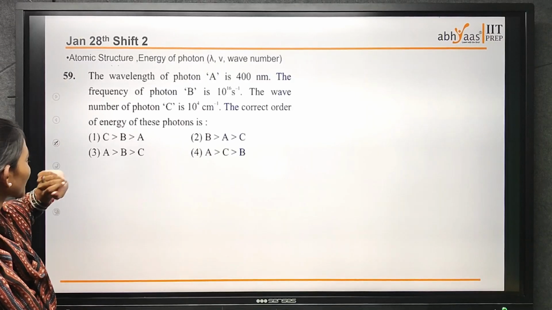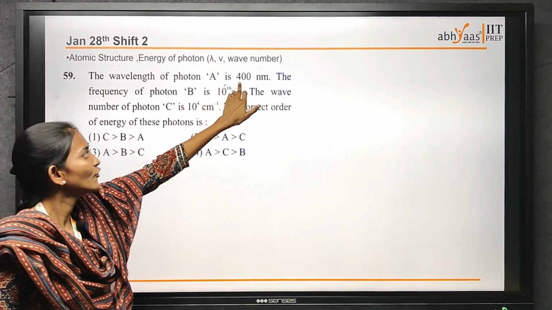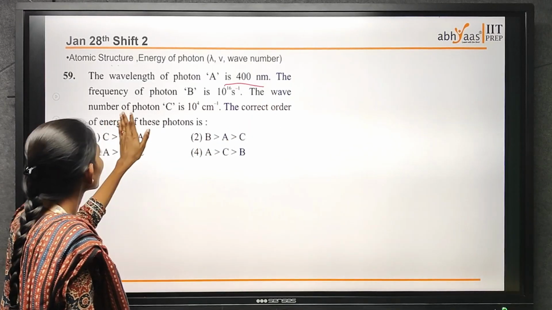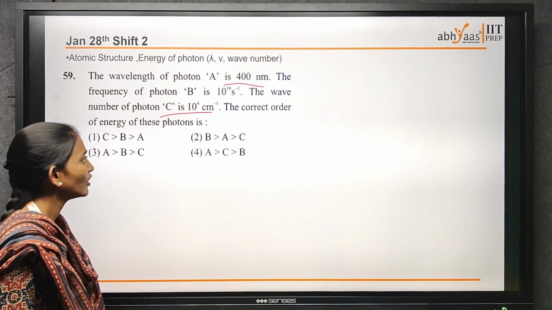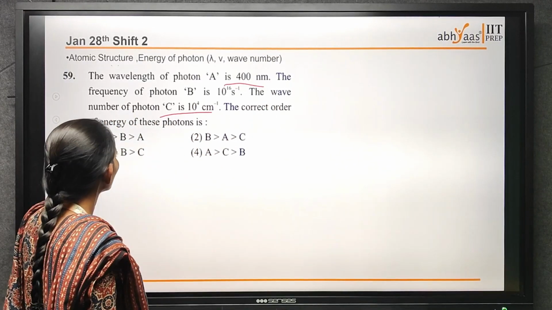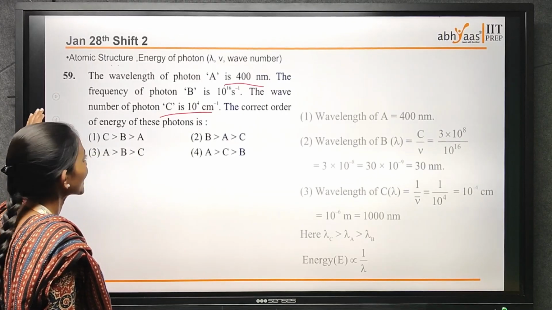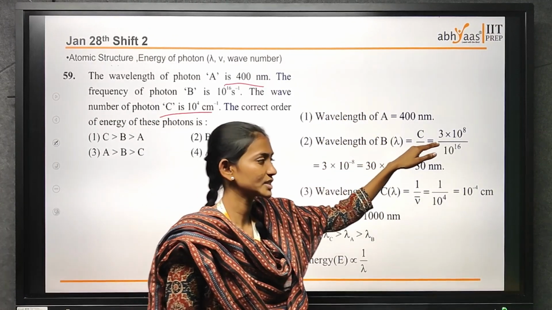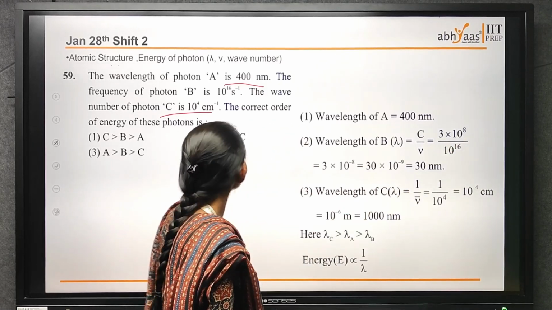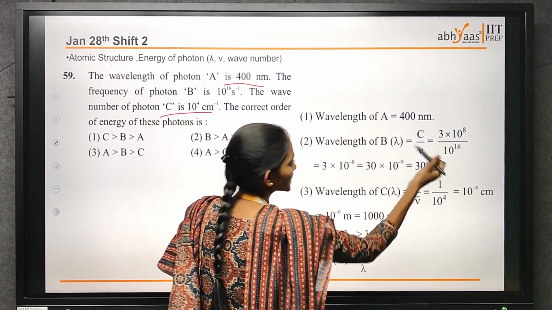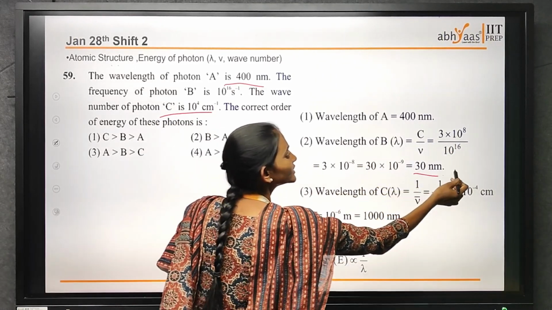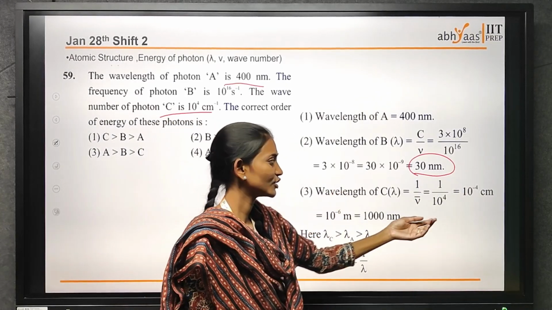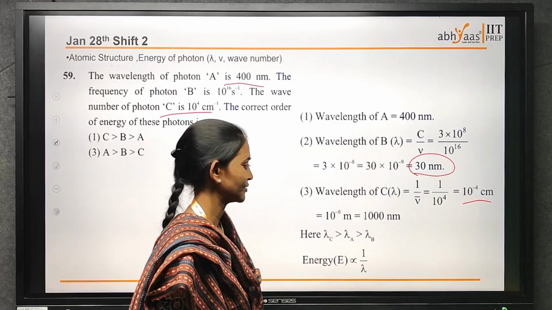This question is from atomic structure. The wavelength of photon A is 400 nanometers. The frequency of photon B is this much, and the wavenumber of photon C is 10 to the power of 4 centimeter inverse. They are asking the order of the energy of these photons. Wavelength of A is 400. For B they have given the frequency, so you apply c by nu, 3 into 10 to the power of 8 by 10 to the power of 16. Upon this you get 30 nanometers for B, right? For the wavelength of C you get 10 to the power of 4 centimeters.